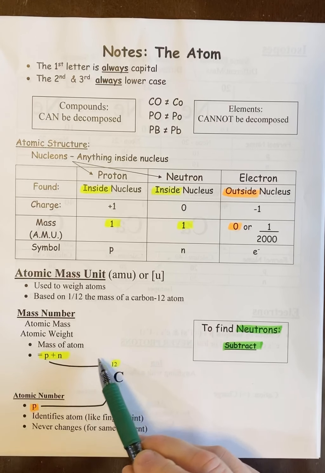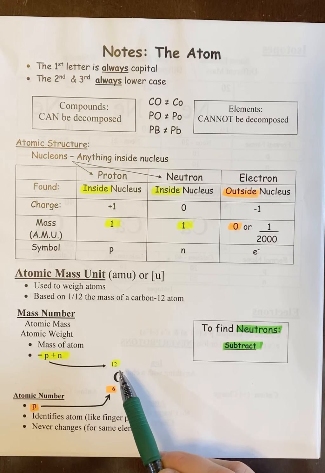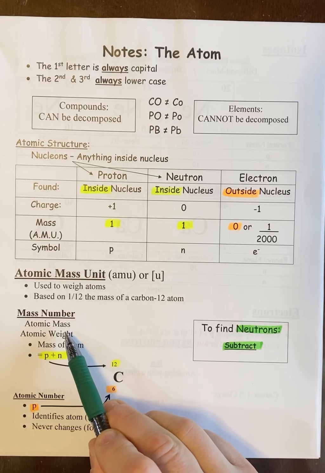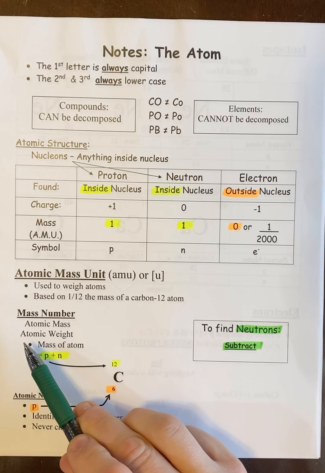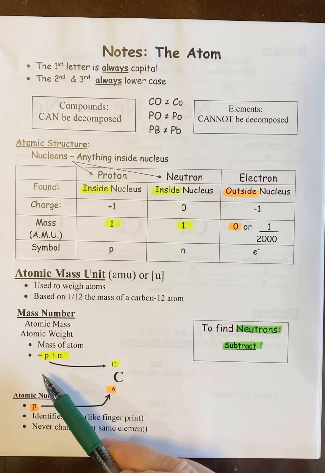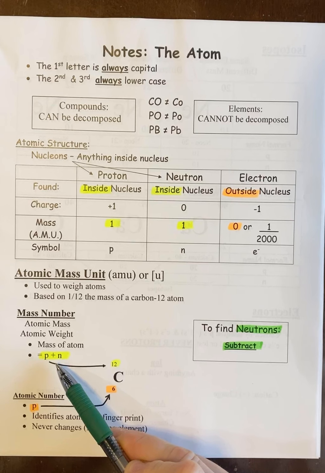So if we look at a symbol on the periodic table, there is a couple things we have to be aware of. The number in the top left-hand corner is called the mass number. It can be called the atomic mass or the atomic weight. Any of those three things is acceptable. It is the mass of the atom. It's the P's and the N's added together.